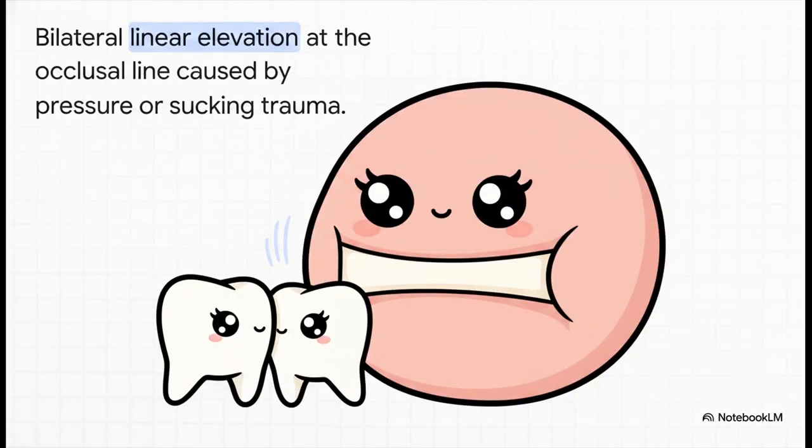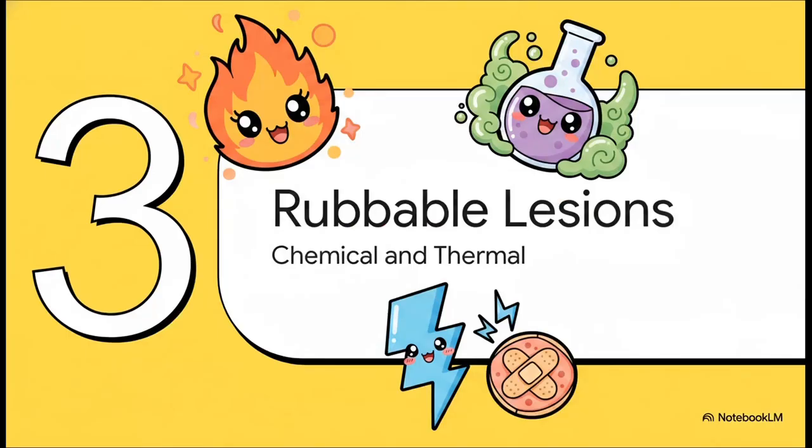Our third high-yield normal variant is one you've definitely seen, linea alba buccalis. This is just a bilateral, totally asymptomatic, slightly whitish linear elevation. It perfectly traces the occlusal line of the teeth right from the commissure back to the posterior teeth. The cause? Simple pressure or sucking trauma from the teeth rubbing against the cheek. No treatment needed whatsoever.